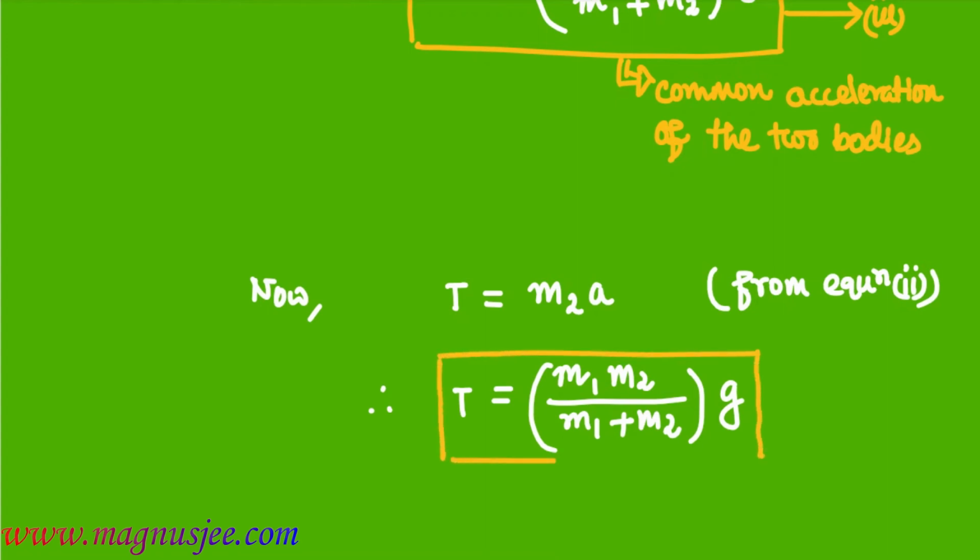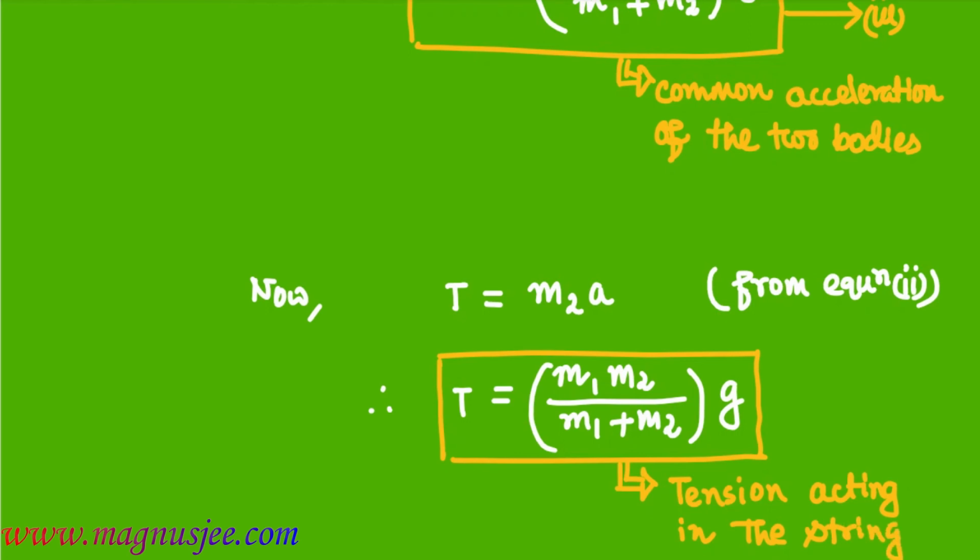That is the tension acting in the string in connection with the downward motion of the body of mass m1 or the horizontal motion of the body of mass m2 placed on the horizontal table.